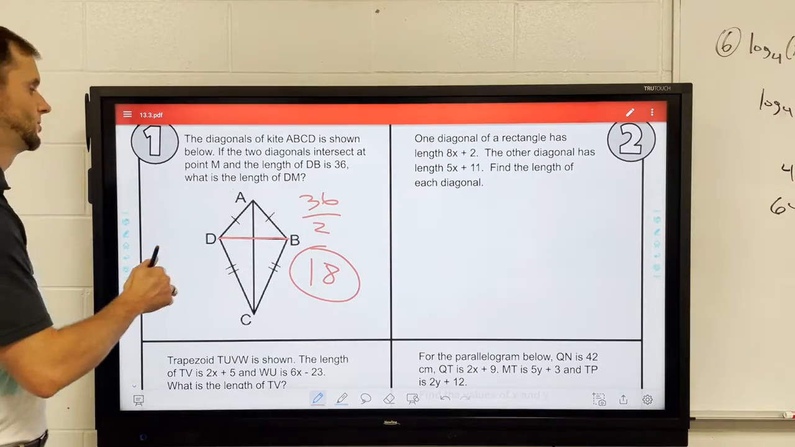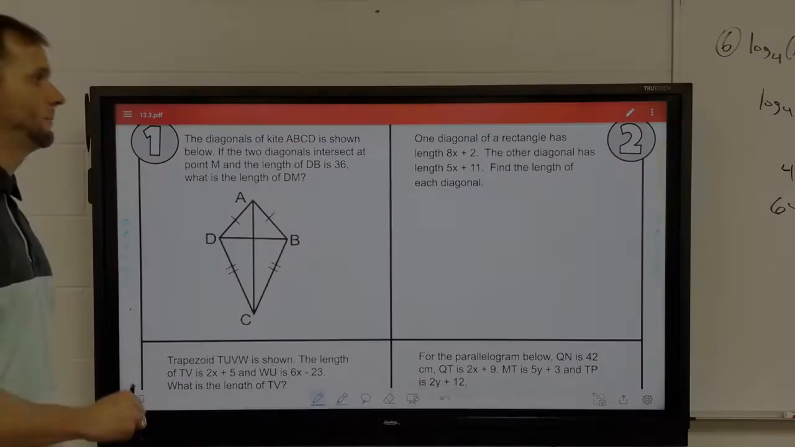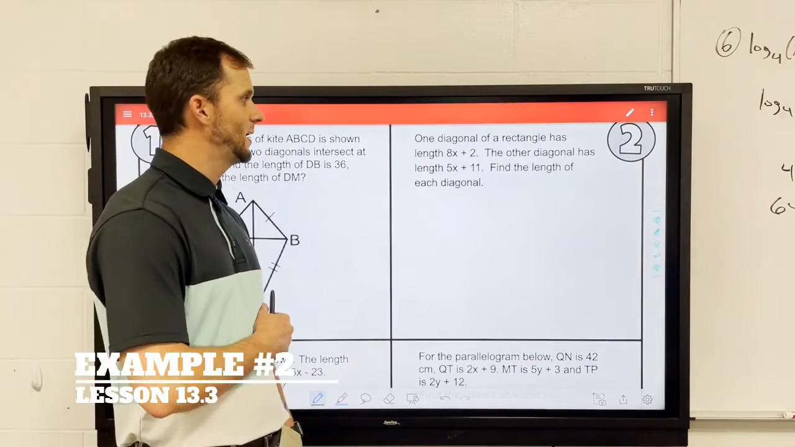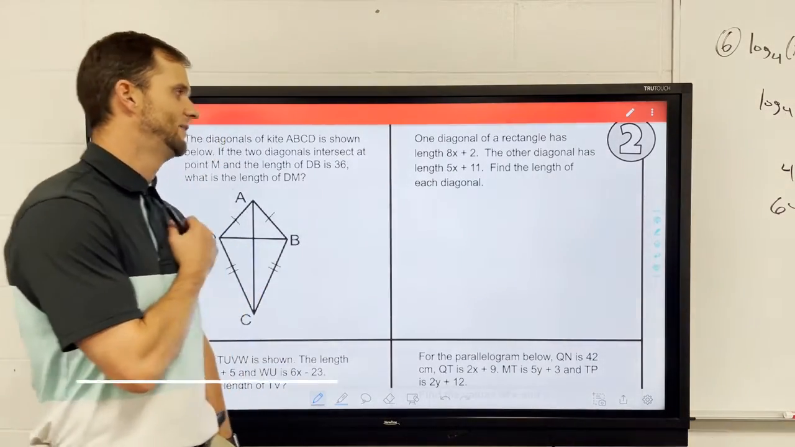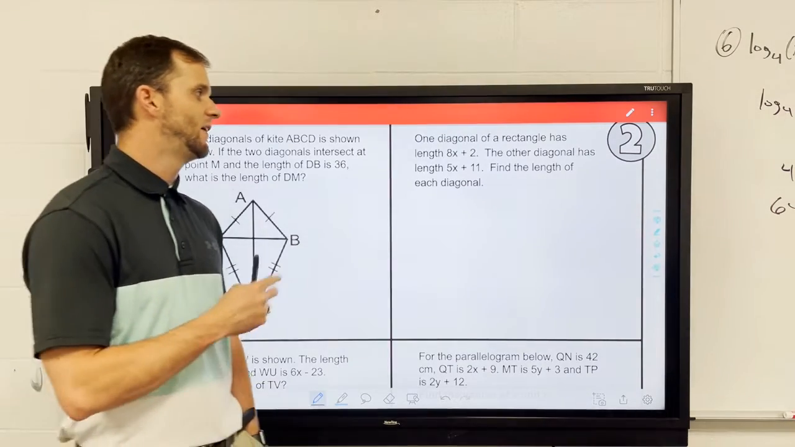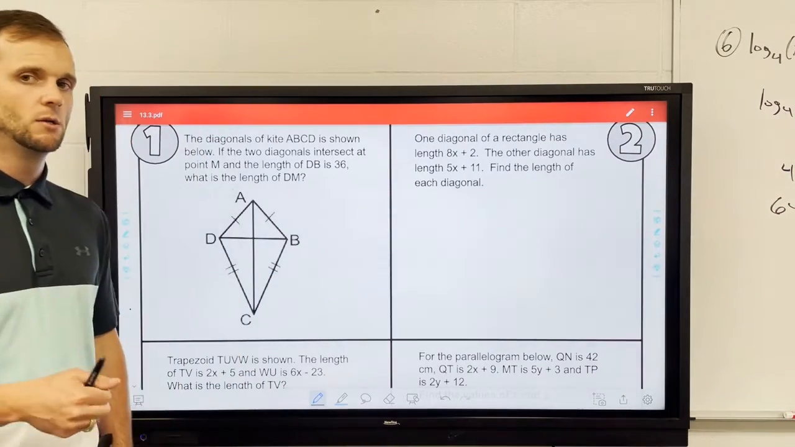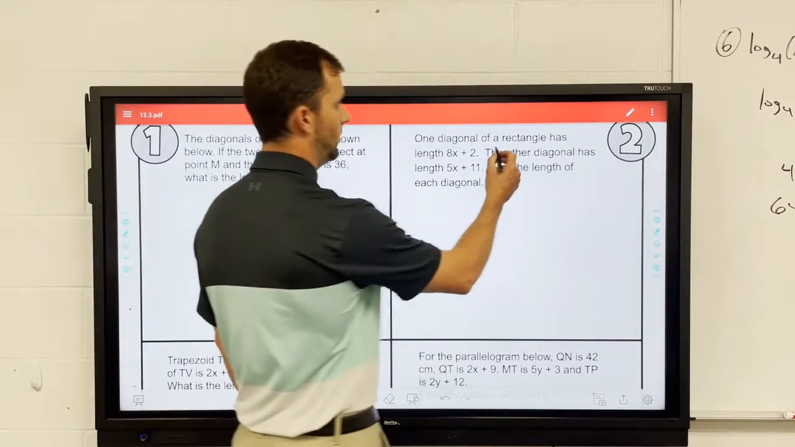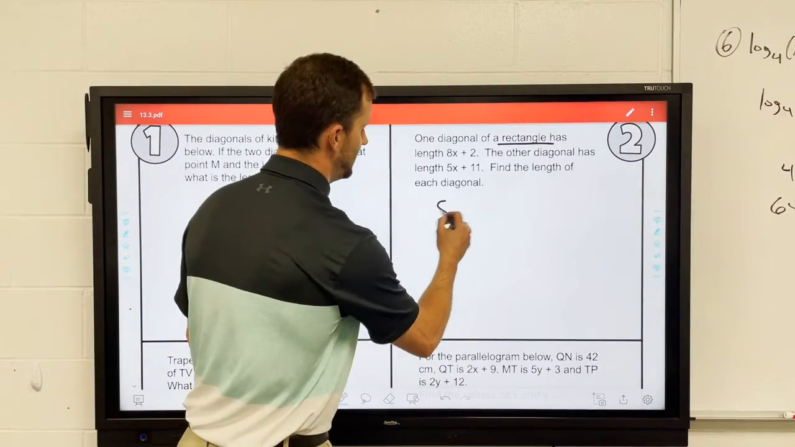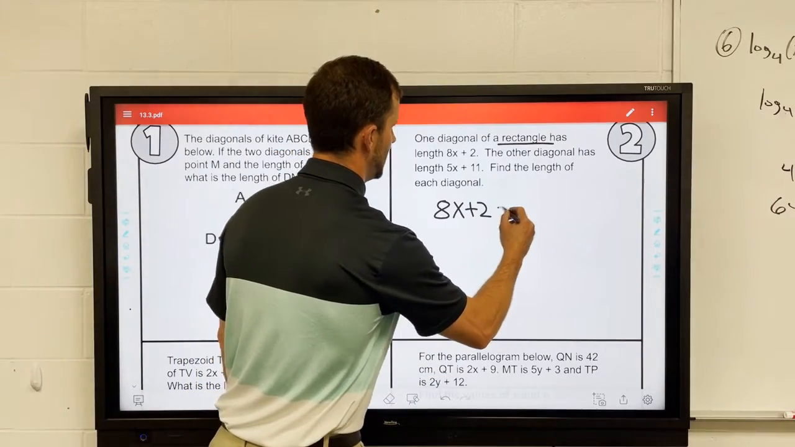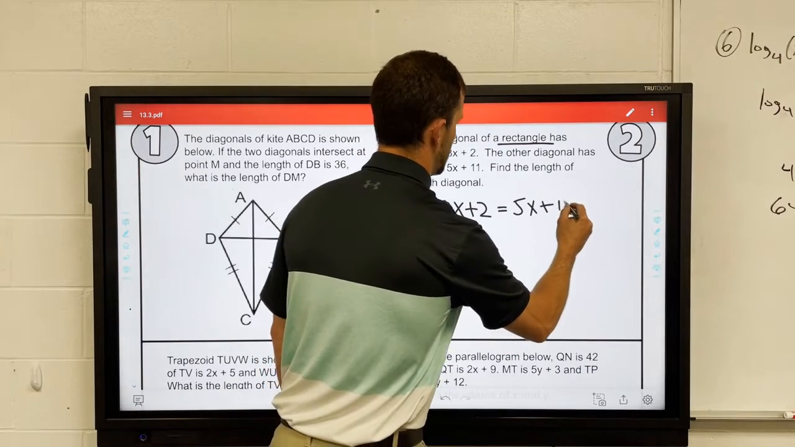Okay, let's look at example number 2. It says one diagonal of a rectangle has a length of 8x plus 2, and the other diagonal has a length of 5x plus 11. We need to find the length of each diagonal. I know in a rectangle, the diagonals are going to be congruent to each other. So I can literally take these two diagonals, set them equal to each other, and solve for x.